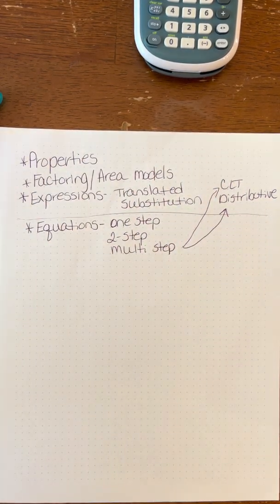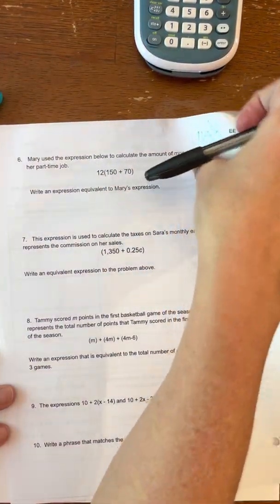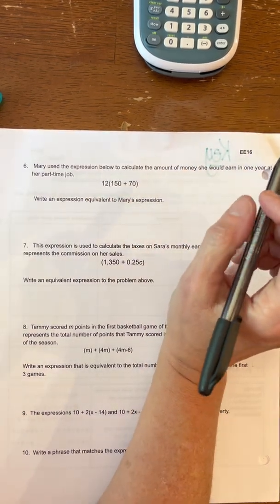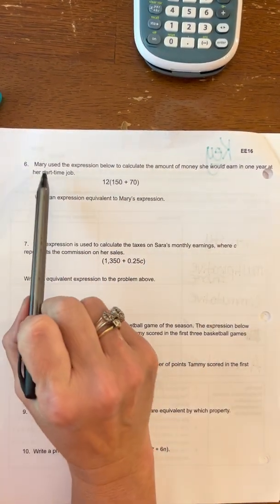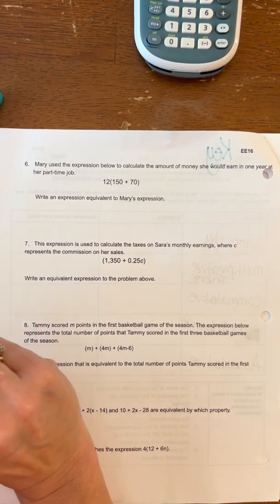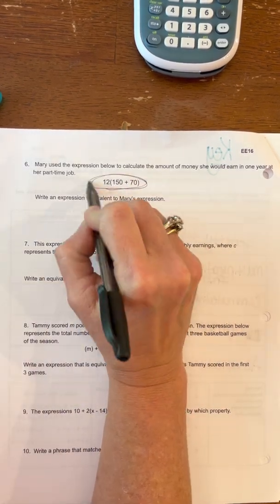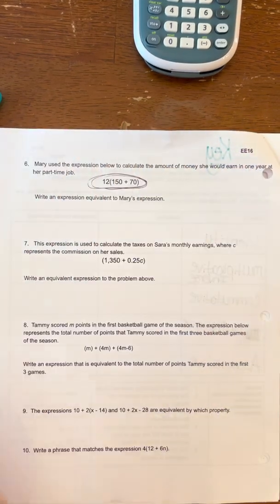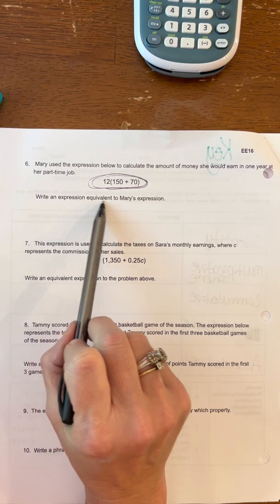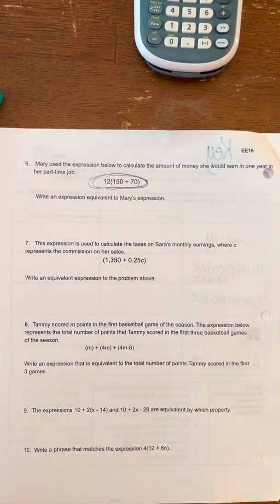So that's kind of what this whole test is going to be over. So I kind of wanted to go, because we had to go back in time a little bit and think about some of the stuff that we did before fall break. Mary used the expression below to calculate the amount of money she would earn in 1 year at her part-time job. So here's the expression. Don't let all these words mess you up. Take that expression and do what this says. Write an equivalent expression to Mary's expression.